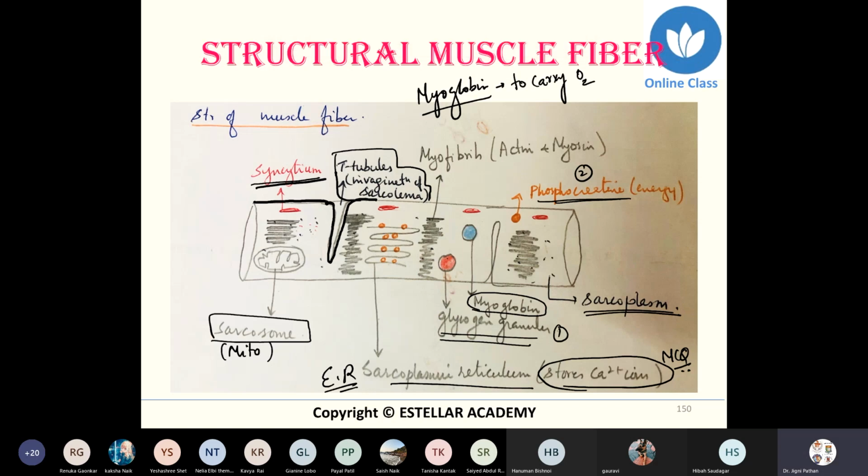So how many oxygen molecules do they carry? One oxygen molecule. Yes. Hemoglobin is carried in the blood, whereas in the muscle, oxygen is taken care of by myoglobin, which carries one oxygen. Please write down, and if you have doubts, you can ask me.